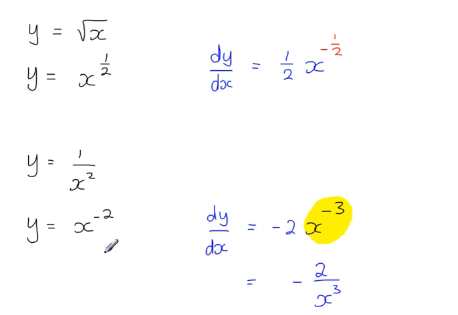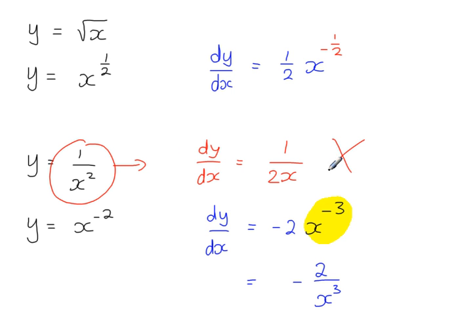The wrong thing to do with this example is to do this. So from the 1 over x squared to think, well, that will just give dy by dx is equal to 1 over, and then you differentiate the x squared to give 2x. It's completely wrong. You can't do that.